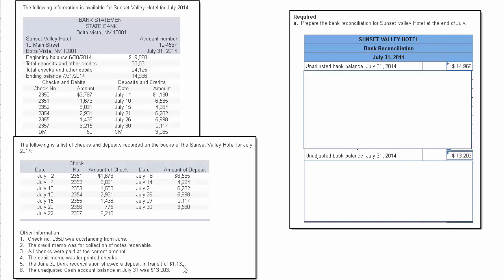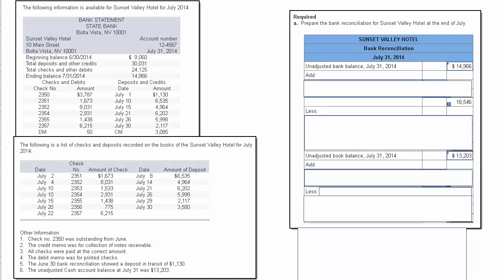Okay. So the first thing you should do is start off and list the unadjusted bank balance and the unadjusted book balance. And I've done that on the right side that you see here. Now the next step is to leave yourself room for what you're going to add to the bank's balance, what you're going to subtract from the bank balance. So I've added the words add and less here. And then you're going to do the same thing for the book balance. And in both cases, we're going to work ourselves to a corrected balance.